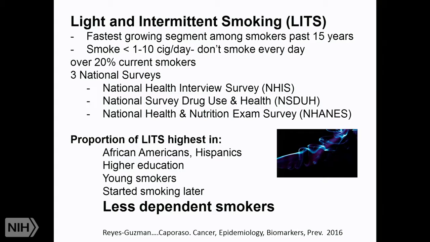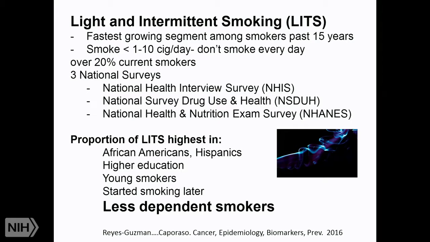I just wanted to mention that there's a lot of research today on smoking, and this is a paper we did just in the last year where we looked at the rates of light and intermittent smoking. And this is the fastest growing segment in smokers over the last 15 years. And this refers to smokers that smoke not every day and less than 5 cigarettes per day.